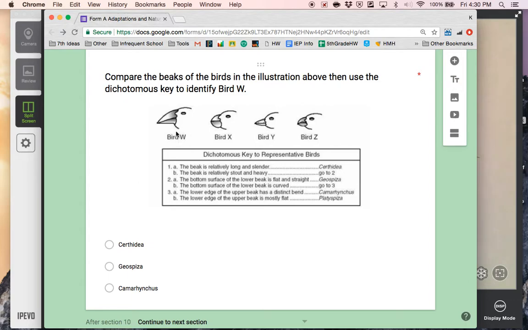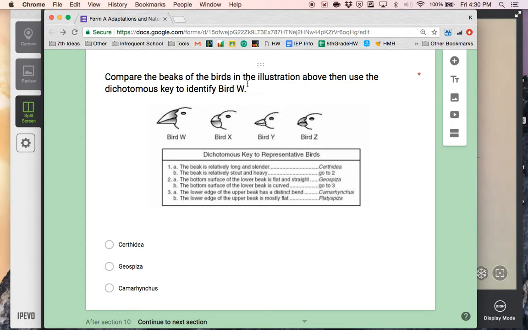All right, let's look at these beaks. We got these beaks here, and this is a key to allow us to figure out which bird is which, and it's kind of like a flow chart, if you will. So we start with 1A, and we ask ourselves, is the beak relatively long and slender? If that's the case, then it's this type of bird, the Cerithidea. Is there anyone that's long and slender? Maybe that one.